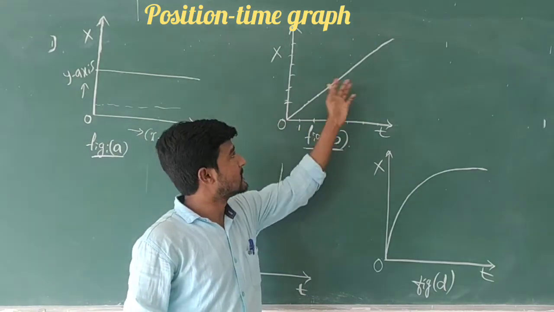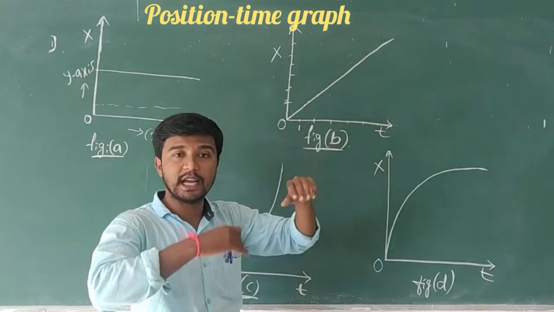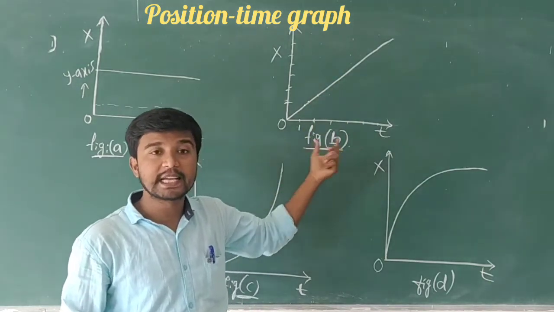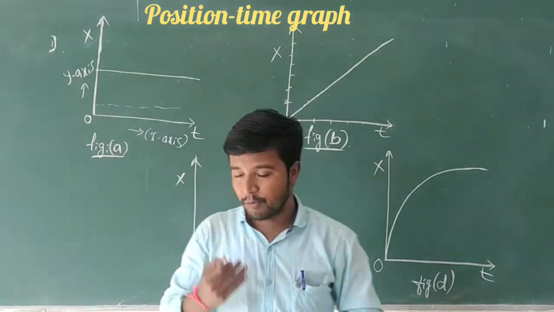This straight line means this position time graph is a straight line, inclined to the time x-axis. Okay, understood? Okay, we have to move forward.